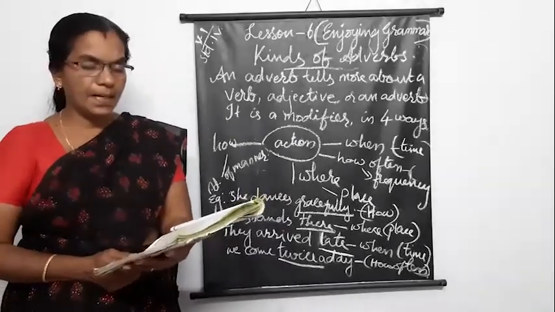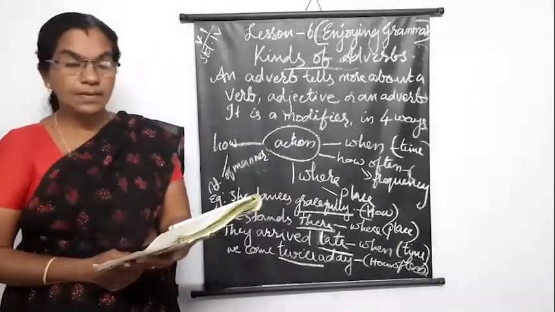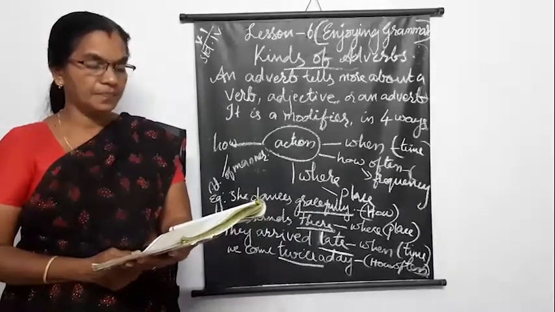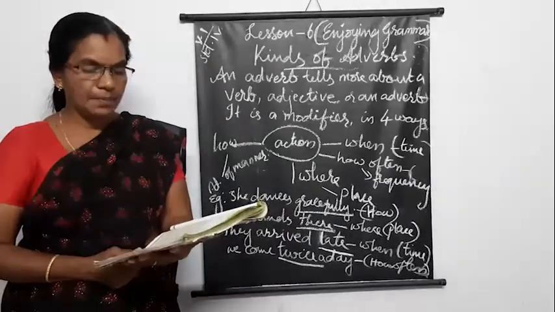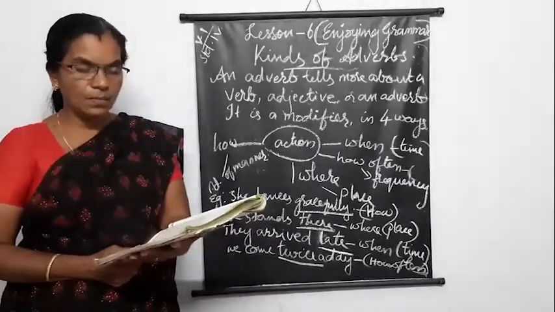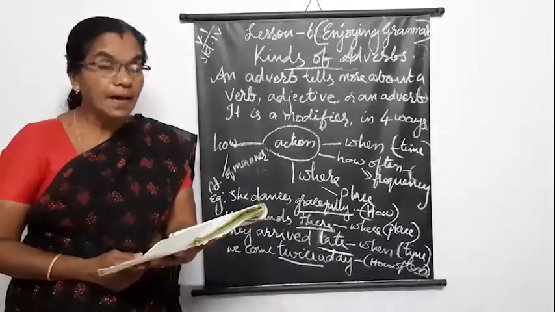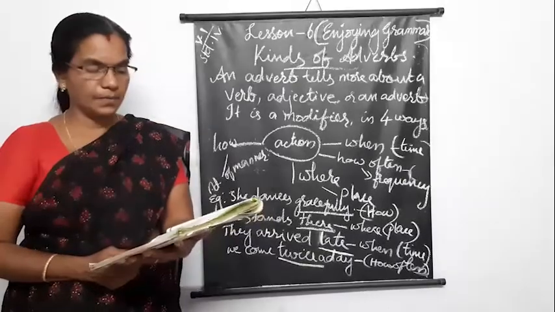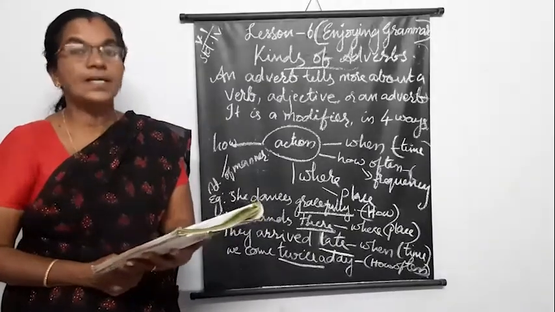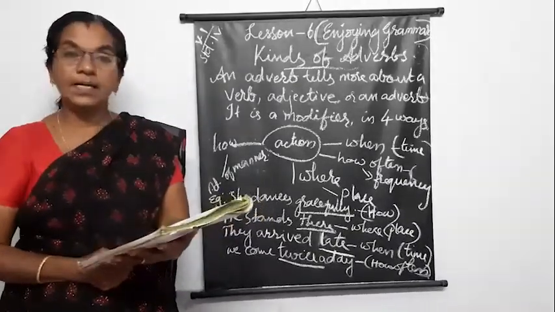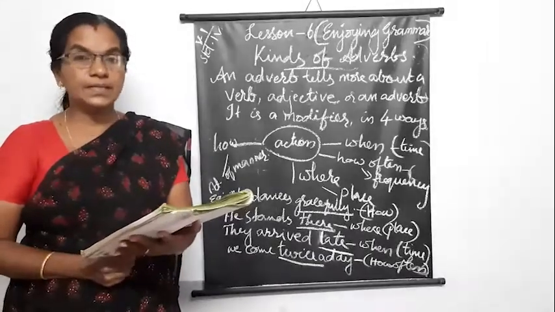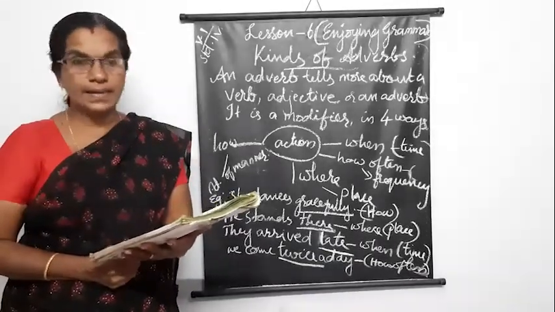Children, in that paragraph, some colored words are there. Which are they? Once, very much, late, almost, luckily. These are the adverbs. So, the words in color are adverbs. These words tell more about the actions.